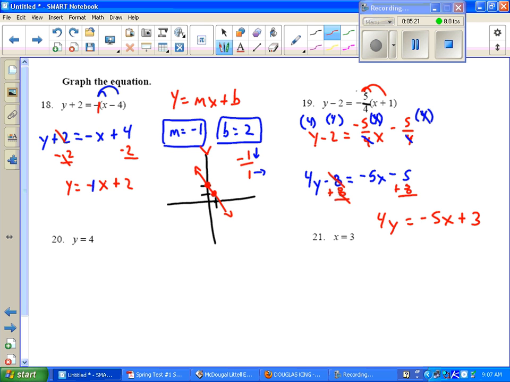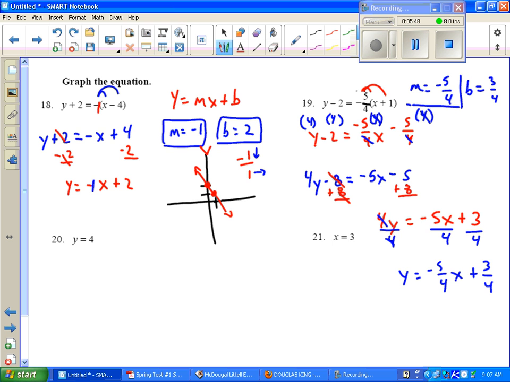Then get y by itself by dividing by 4. If you divide the left side by 4, you need to divide everything on the right side by 4. And y equals negative 5 over 4x plus 3/4. So now you have mx plus b. Your m value is negative 5 over 4, and your b value is 3 over 4. So we use that to graph our equation.